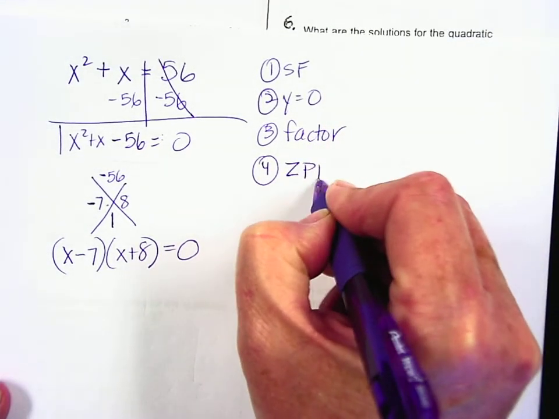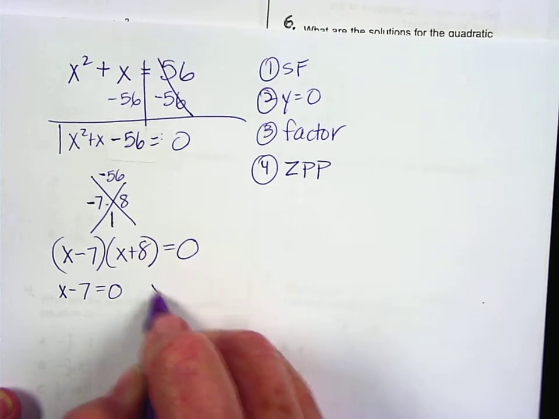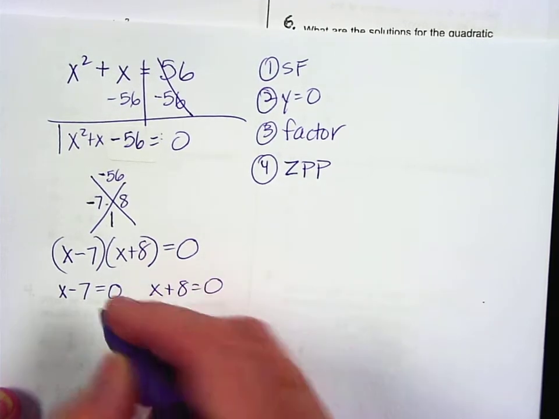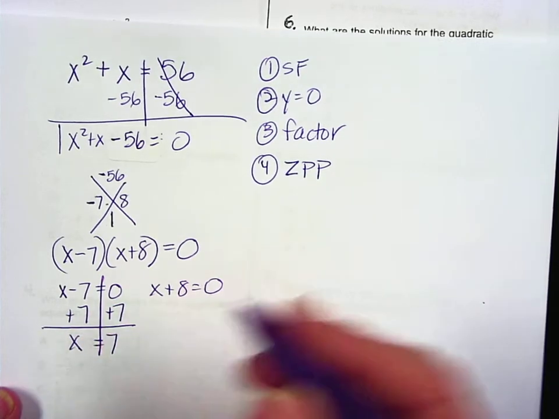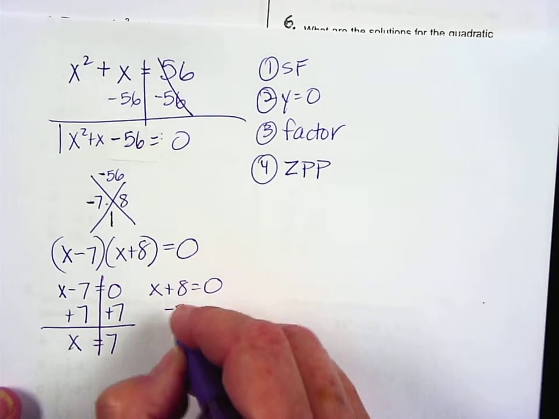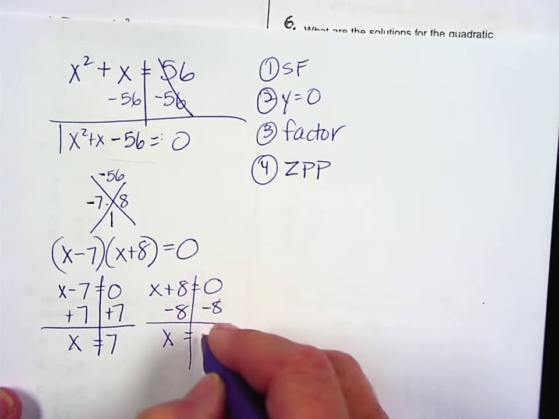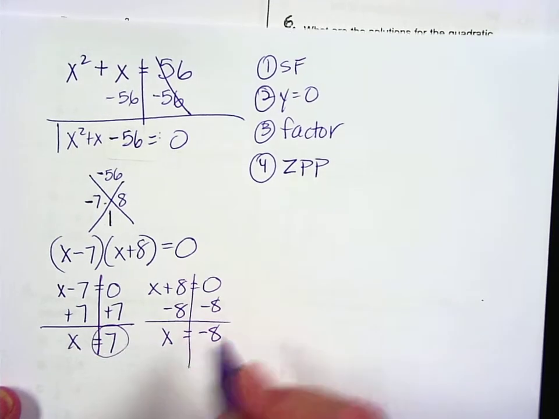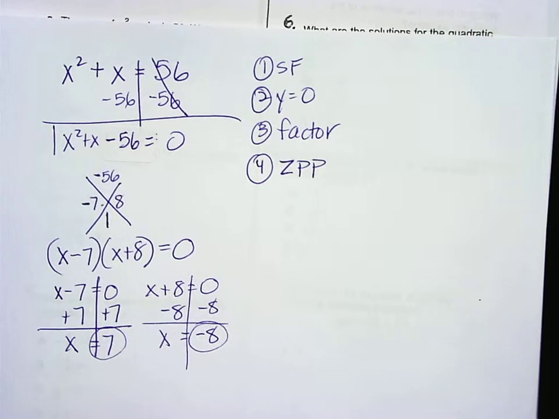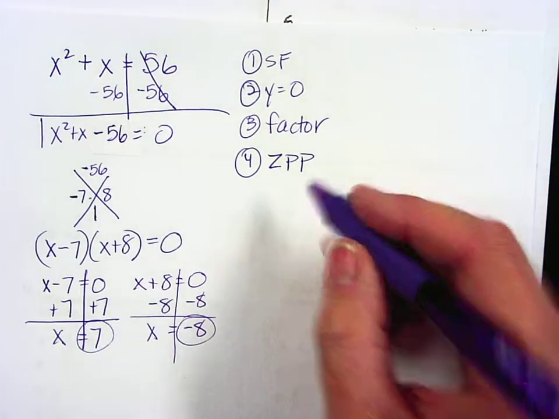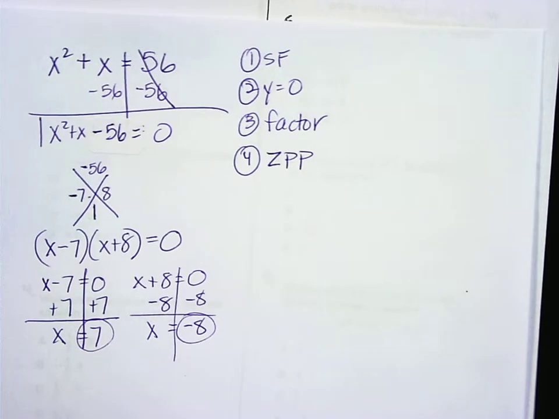That's the zero product property. So x minus 7 equals 0. x plus 8 equals 0. Add 7. x equals 7. Subtract 8. x equals negative 8. These are my two x-intercepts. And honestly, if you want to verify that, if you're looking for x-intercepts, then these values of x should make y equal to 0.